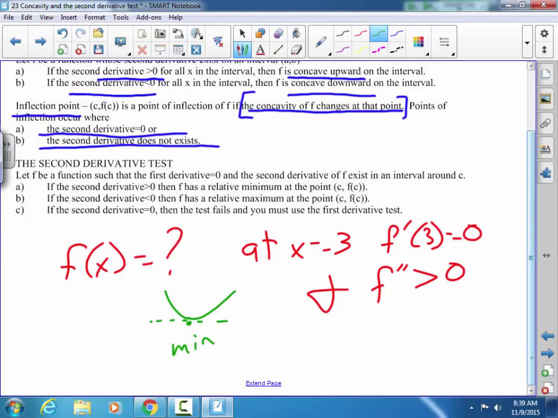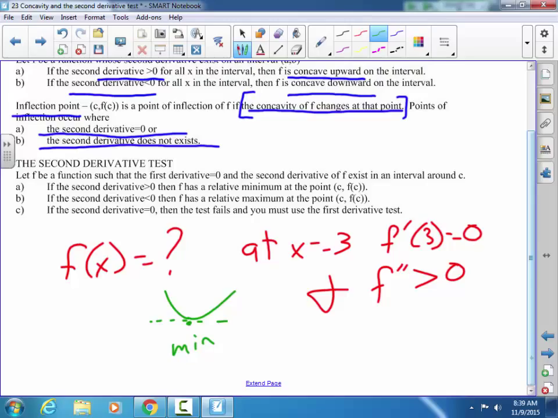Okay, so now, if it's concave up, and the first derivative is 0, and it's concave up, that's a minimum point. Would you agree with that? Because the slope of it is going to be like this. If it's concave up, it's got to look like this here or something like that. But it's got to be concave up. And if it's concave up, it's going to have to be a minimum.